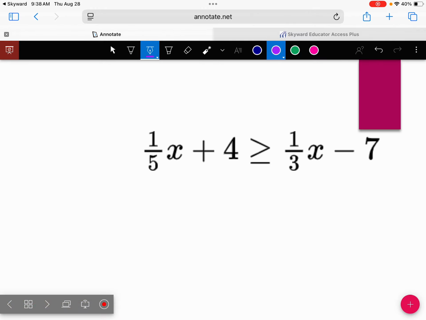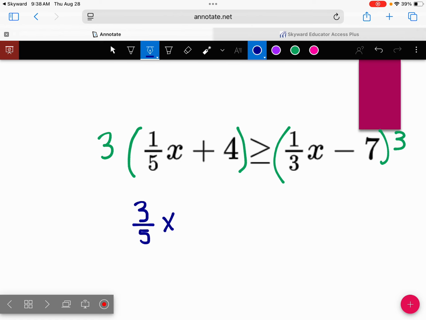We can multiply by 3. We can multiply by 5. We could multiply by 15 and get them both gone. I'll do it individually because I heard 3 and 5 first. So if I multiply both sides by 3, that's going to give us 3/5 x plus 12. I multiplied by a positive number, so my sign's staying exactly where it was.